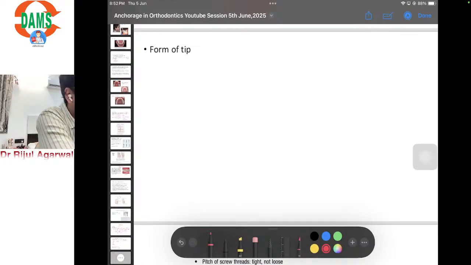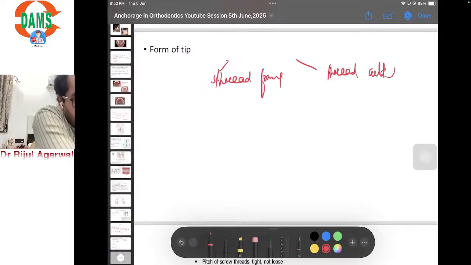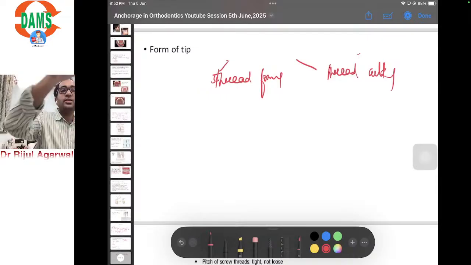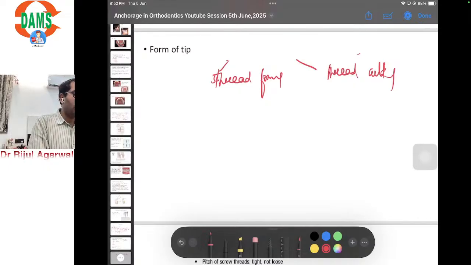Coming back to the form of the tip, there are two types of tip: thread forming or thread cutting. So what is thread? Thread is the bone. When we turn the screw, the bone which gets involved in the serrations of the screw is the thread. Thread cutting will be the one which cuts the front bone and gets advanced.